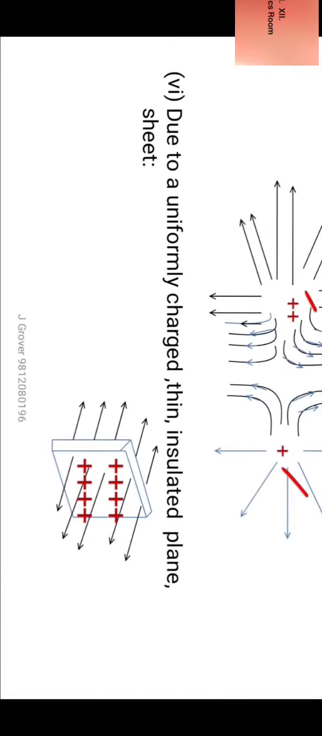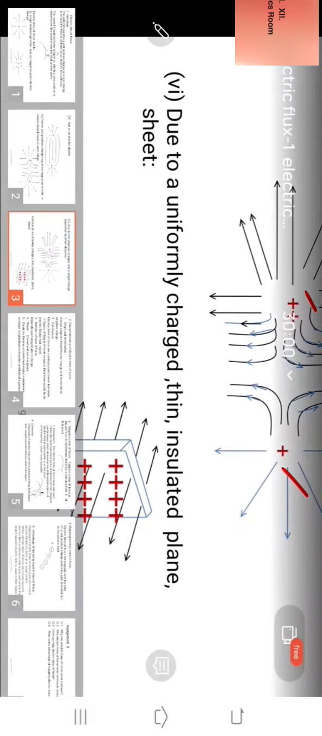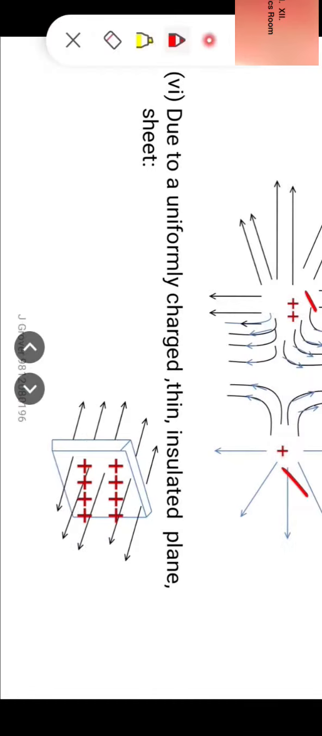Now number 6, electric lines of force due to uniformly charged thin insulated plane sheet are as shown. These lines of force are perpendicular to the surfaces, both surfaces of the plane sheet. The direction of electric field is perpendicular to the sheet. You have to mark it from the diagram itself.